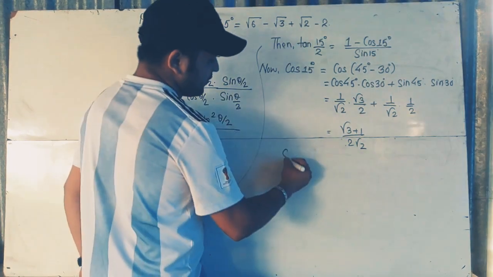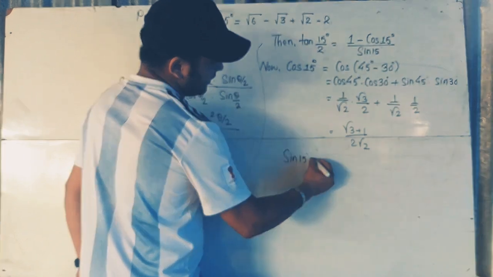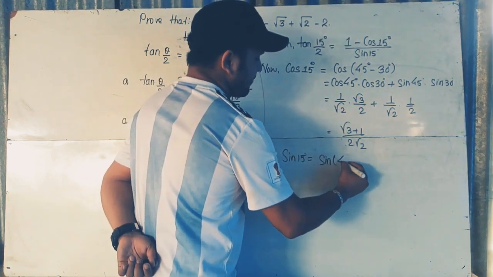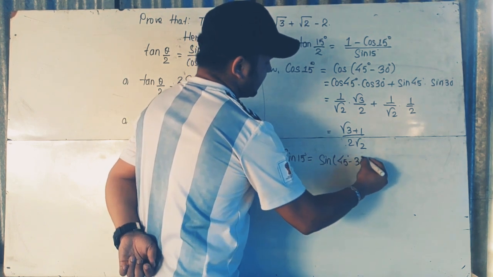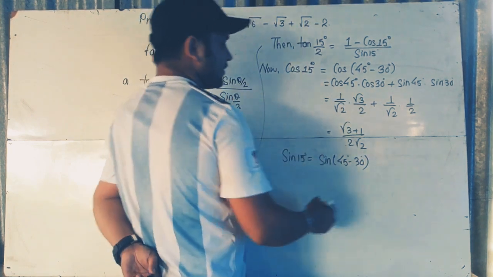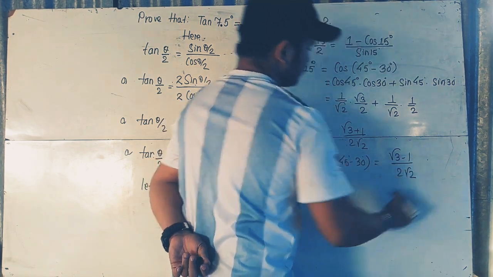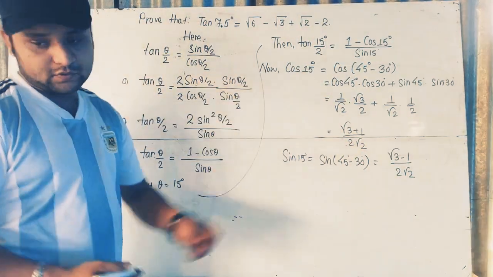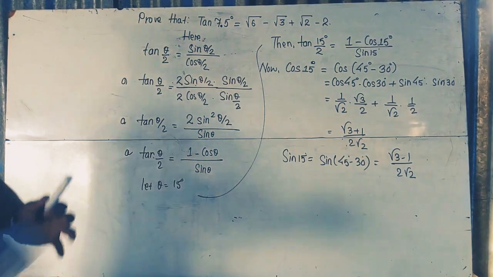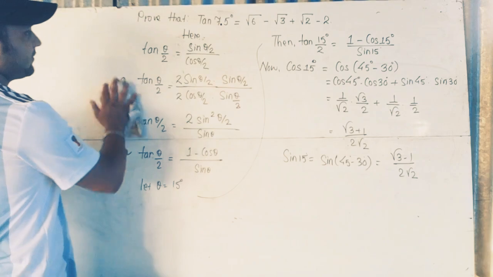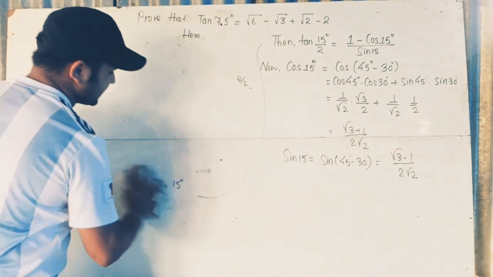Now in the similar way, we can also find sin 15 degree. The formula is sin 45 minus 30 degree. Now when you solve this sin 45 minus 30 degree, you will get here root 3 minus 1 by 2 root under 2. Just continue the way you have done here. So now we are going to put this value of sin 15 and cos 15 here to get the value of tan 7.5.